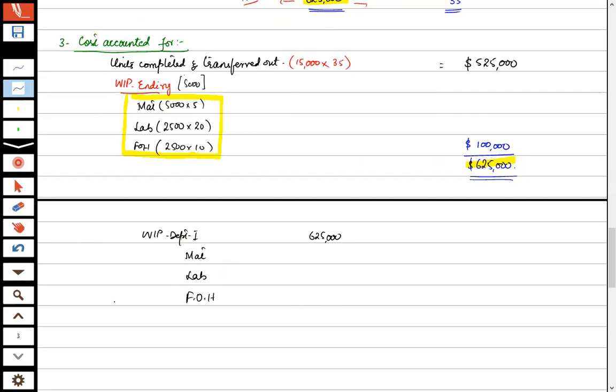Simple basic examples, basic concepts. These all three make the 625,000, that is 100,000, 350,000 and 175,000. Clear?